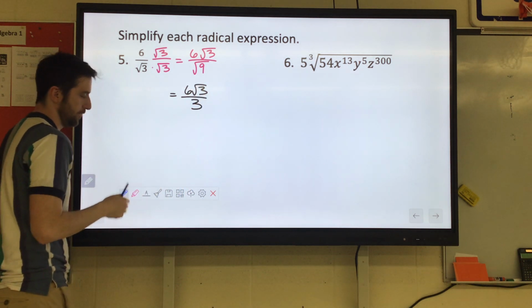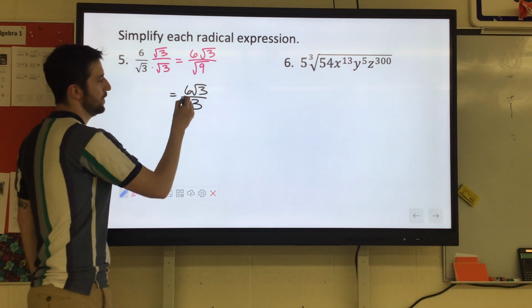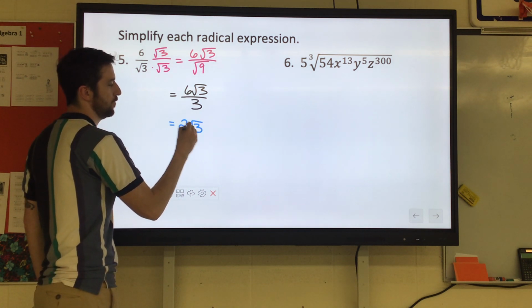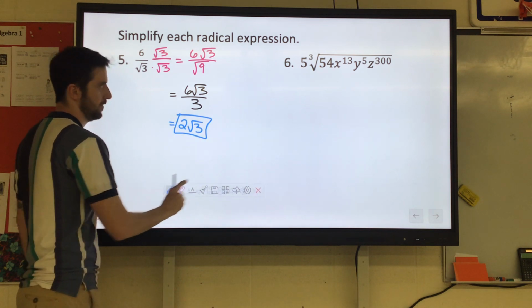And then you would just check if you can simplify outside the radical. 6 divided by 3 is 2. So this would just be 2 root 3. That would be your final answer.